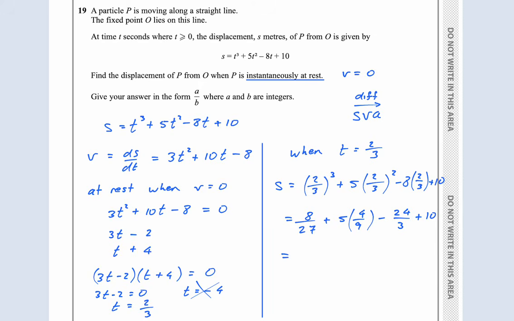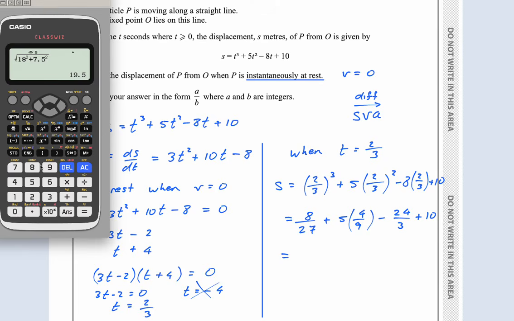Okay, at this point, guys, I'm just going to put it into the calculator. 8 over 27 plus 5 times 4 over 9 minus 24 over 3 plus 10. It's 122 over 27, which is actually wrong. What have I done?